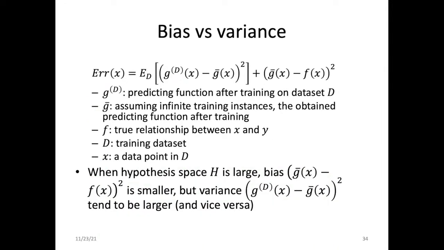Alright, so let me give you a more formal definition. D is the training data set. Let's say g_D is the predicting function after training on the training data. And g bar is what you get assuming you have infinite training instances. Then what's the final model you could get? So the distance between this g_D and g bar, the distance between these two is the variance.